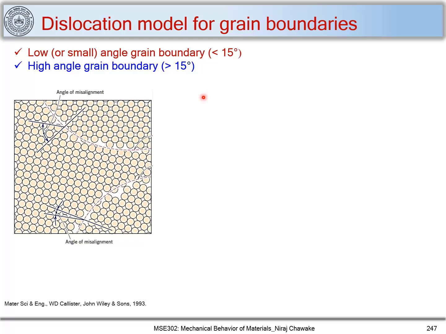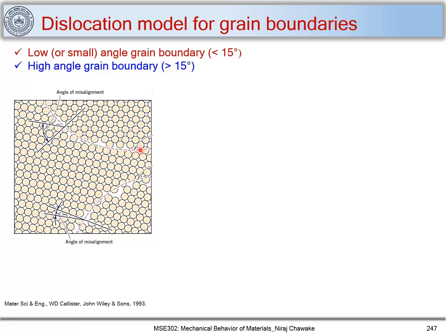In the last part, we have looked at grain boundaries and their role towards strengthening. In this part, we'll be looking at grain boundaries and how they can be modeled in terms of dislocations. So we know that this region between two grains is a region of mismatch and the bonds are broken over here. Now let's understand how we can represent these boundaries in terms of dislocations.